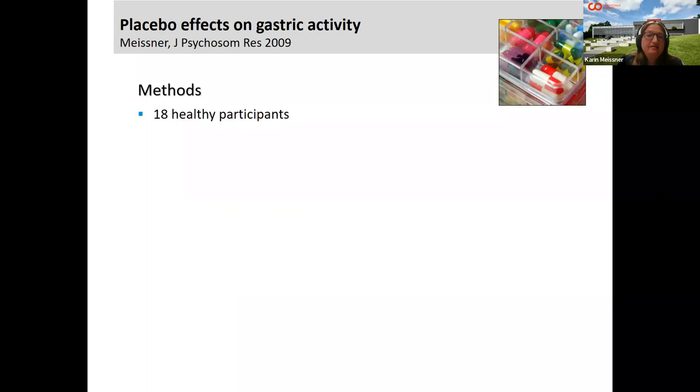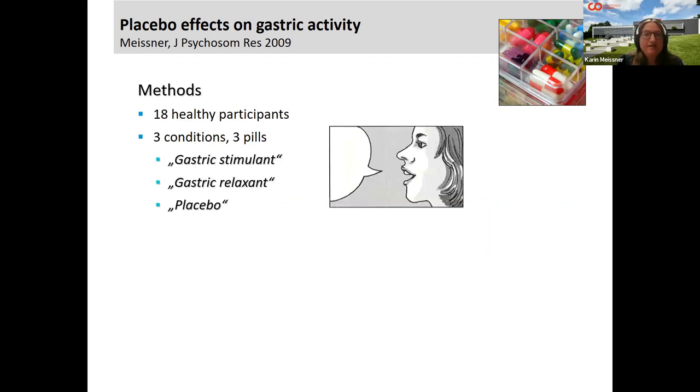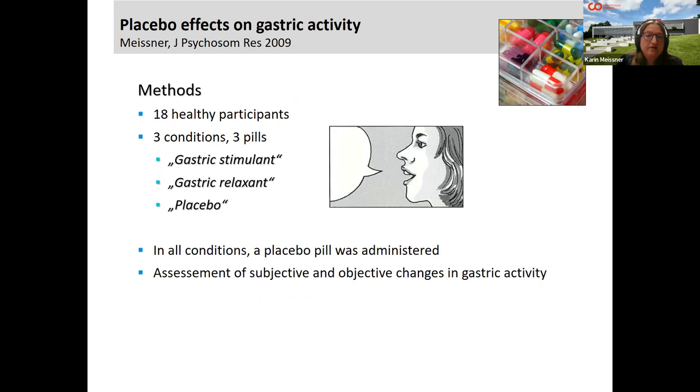And I asked 18 healthy participants, mainly students like you, to come 3 times to the lab, and they received a placebo pill on all three days, but were told to receive on one of the days a pill that would stimulate gastric activity, on another day a pill that would relax gastric activity, and on another day a pill which is just a placebo and would not do anything with gastric activity. And in all conditions, a placebo pill was administered in truth. And also the conditions were presented in a randomized order. And I measured subjective and objective changes of gastric activity.